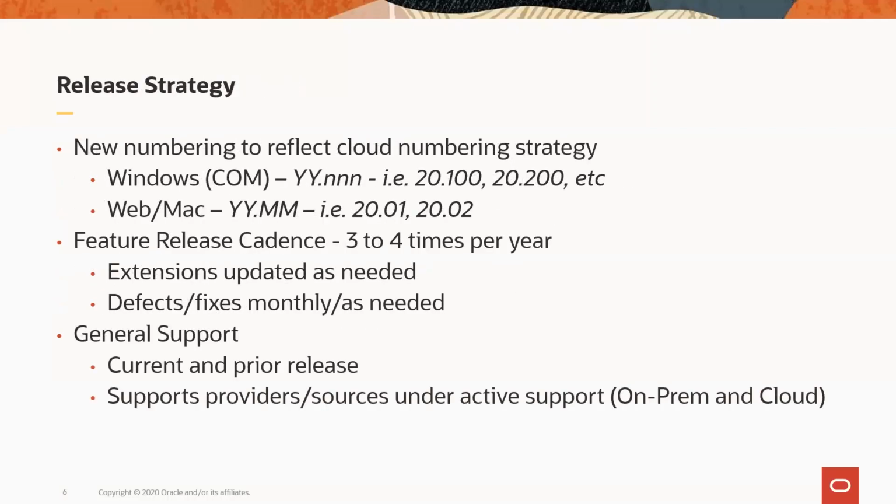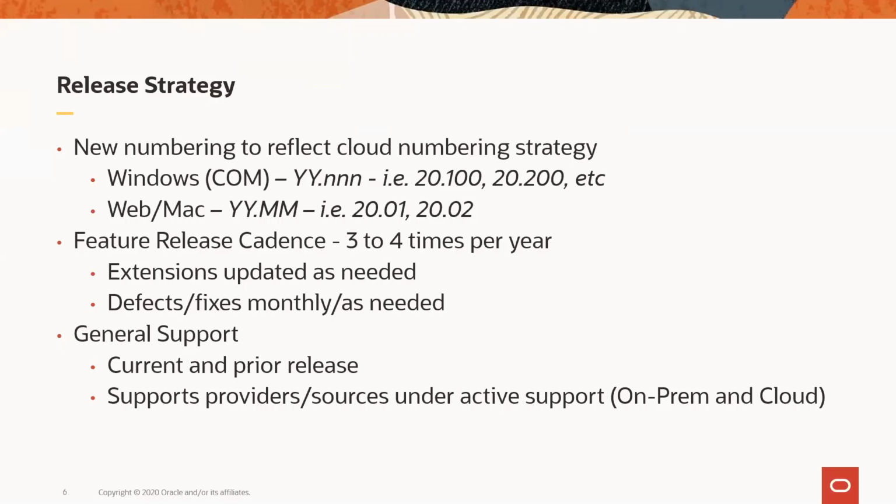The thing we wanted to make sure everybody is aware of is the numbering has evolved, right? So if you're on a version of SmartView and you haven't upgraded in a while, you're probably on like an 11.1.2.5.9.10 or something like that.